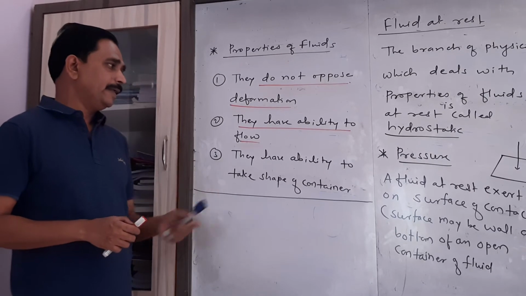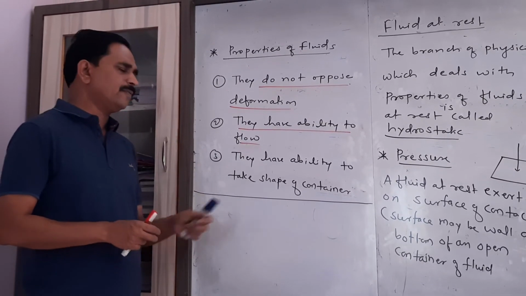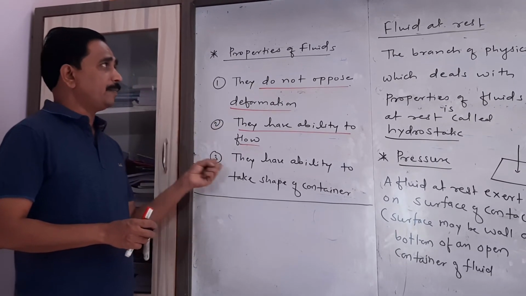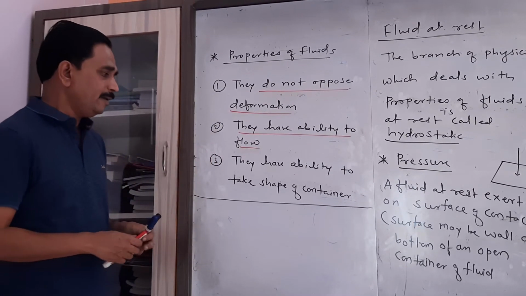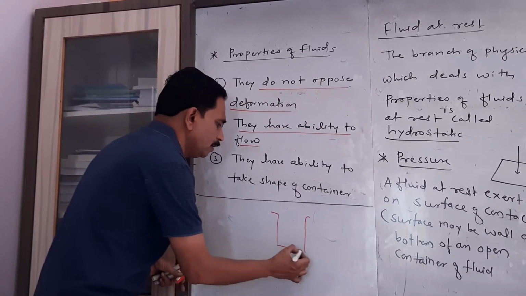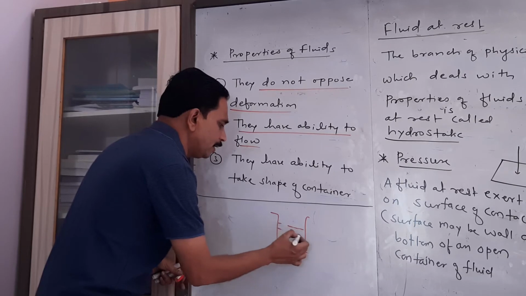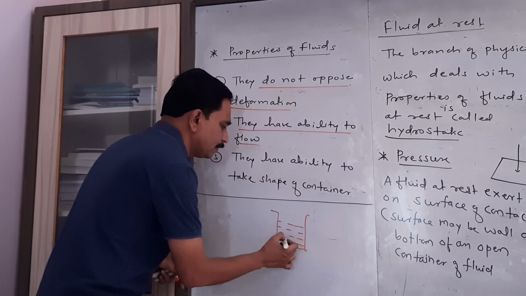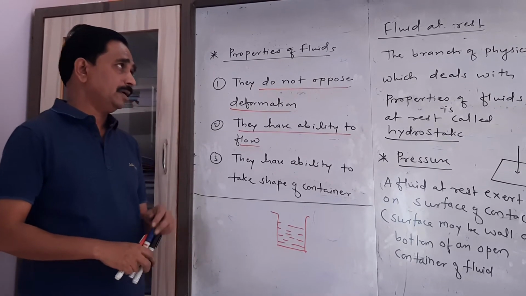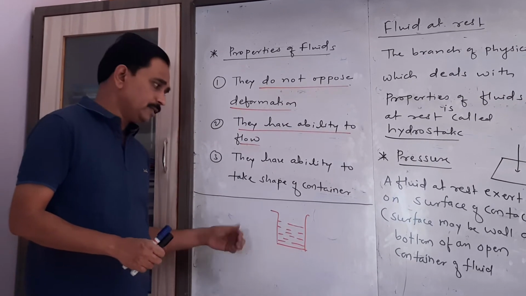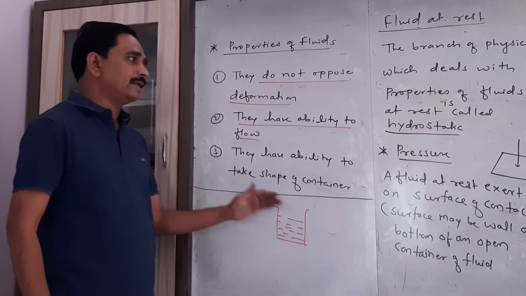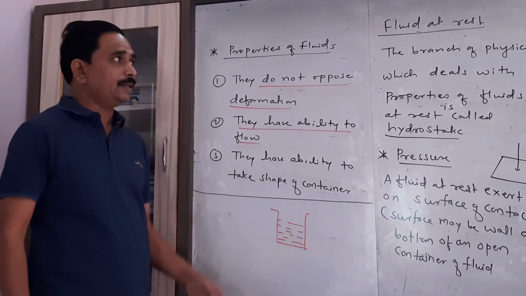And third one, they have the ability to take the shape of the container. All these are considered as the properties of fluid. Then when we consider the fluid which is taken in a container and it is at a rest position, we have to study generally the properties of that fluid which is at a rest position in the first part of the chapter.